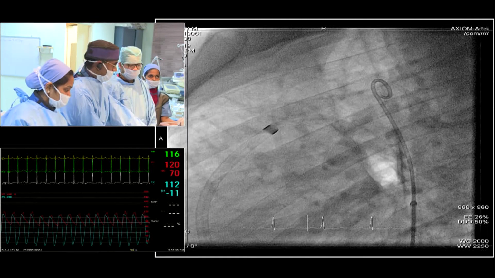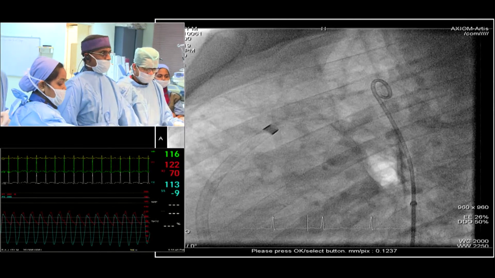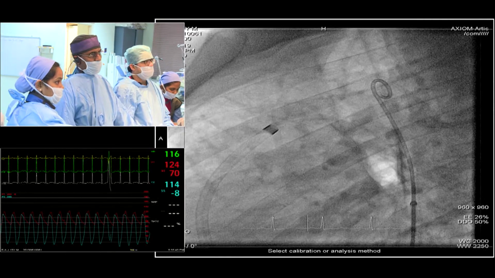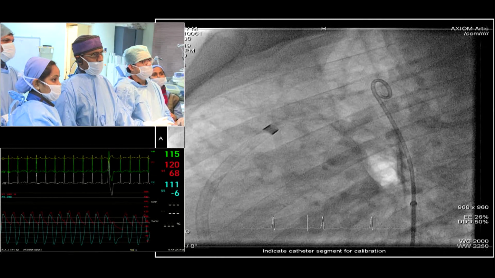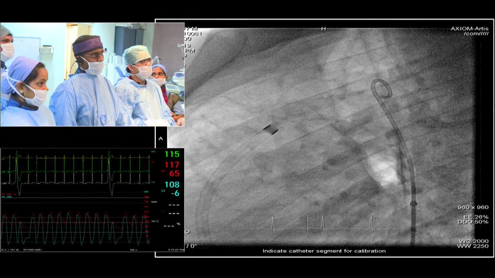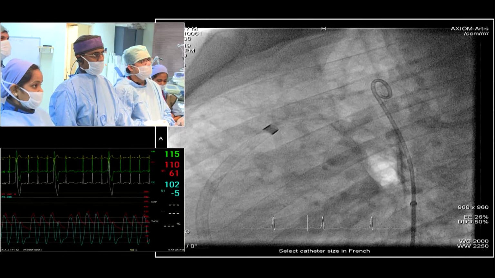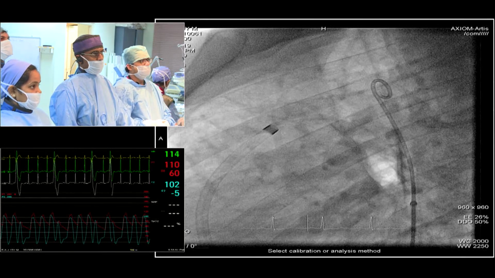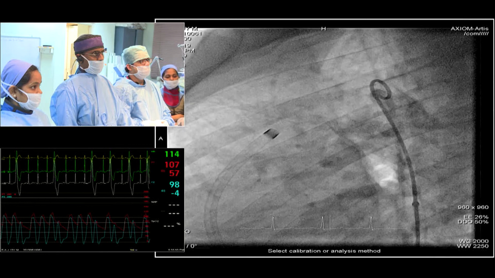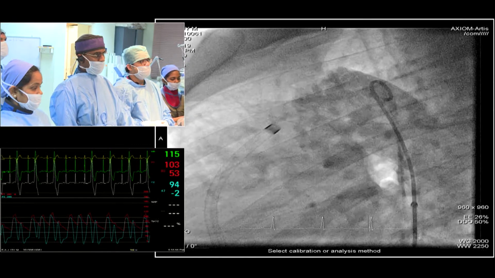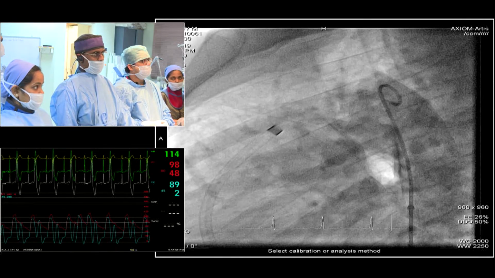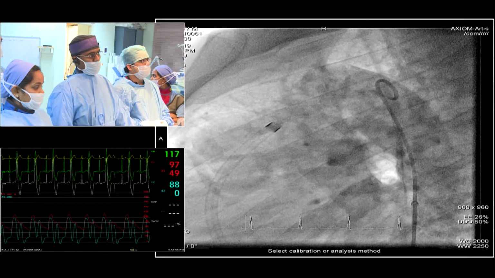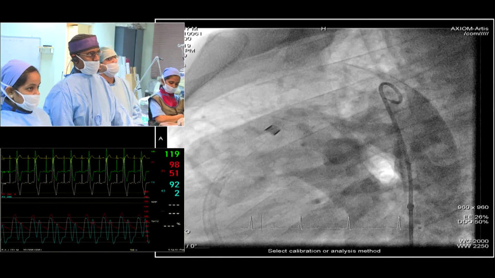What we are going to do now is, just give a second, they will measure it. Yeah, it's a 5 French. Okay. So red is arterial pressure and PA pressure is in blue. The PA and aortic pressures were almost the same. Aorta was about 10 millimeters. Go.